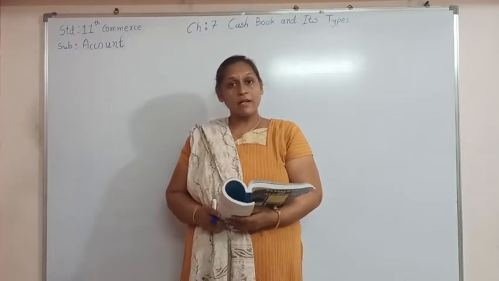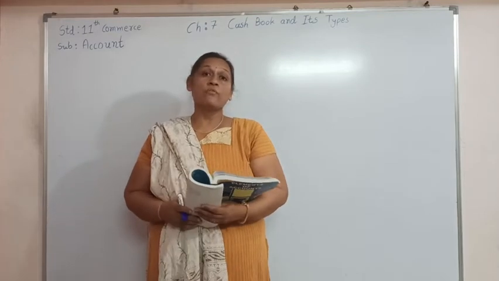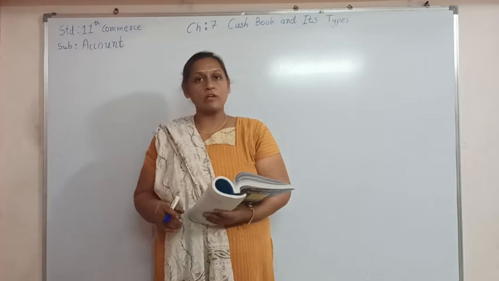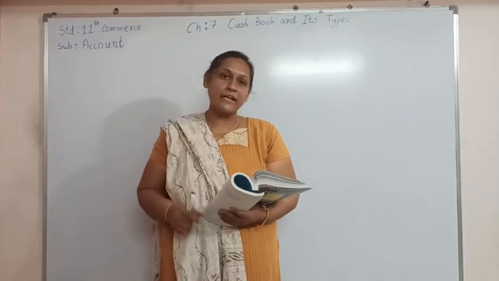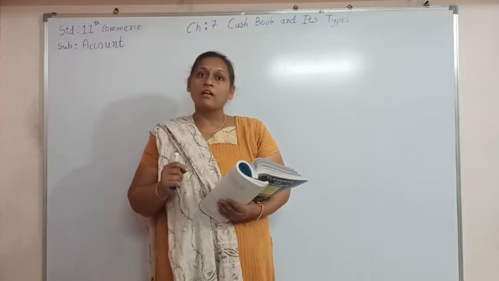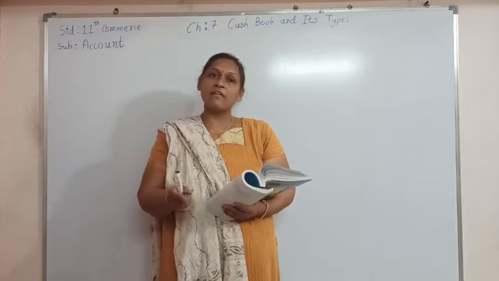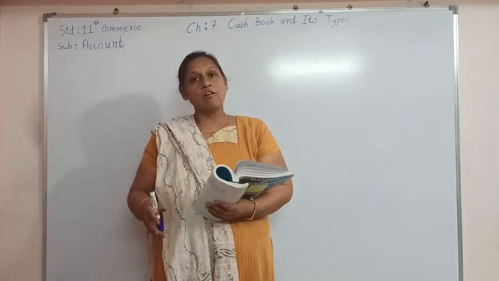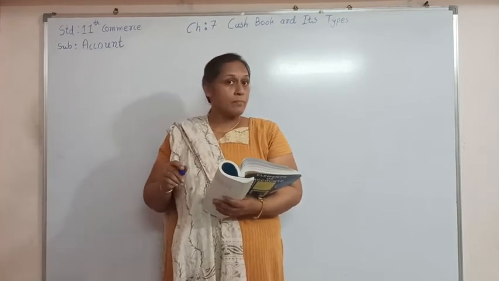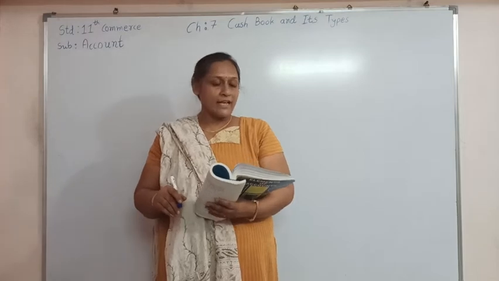Here, Imprest system means we are going to fix the cash at the beginning of every month. That particular cash, the petty cashier will get every month. Whatever expense he makes, that much cash he will get at the end of that month. So this is how we are going to prepare the Imprest petty cash book.